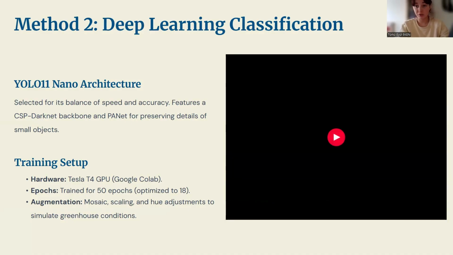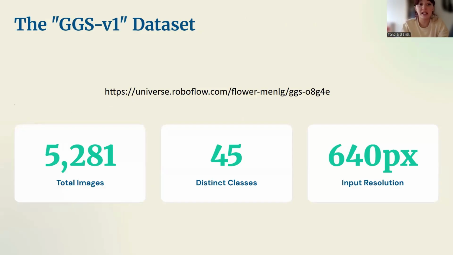For my second stage, which is the brain, I selected the YOLO 11 Nano architecture. I chose the Nano version because it offers the best balance of size and speed, and it's the latest version, so it makes sense. To simulate real greenhouse conditions, I also applied data augmentation techniques like mosaic and scaling. For that, I utilized the GGS-V1 dataset. I also put the link here.